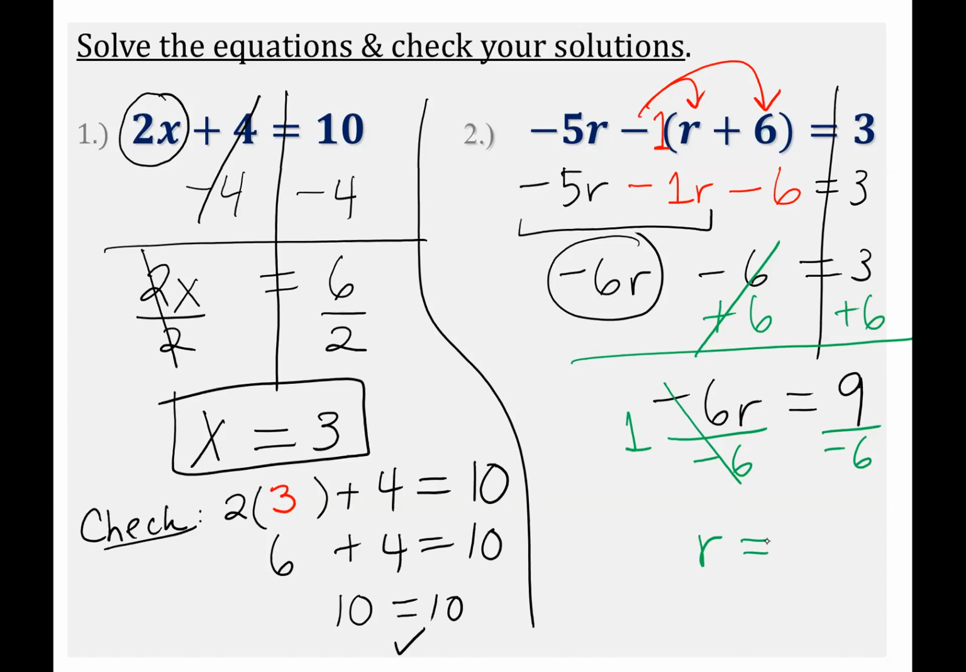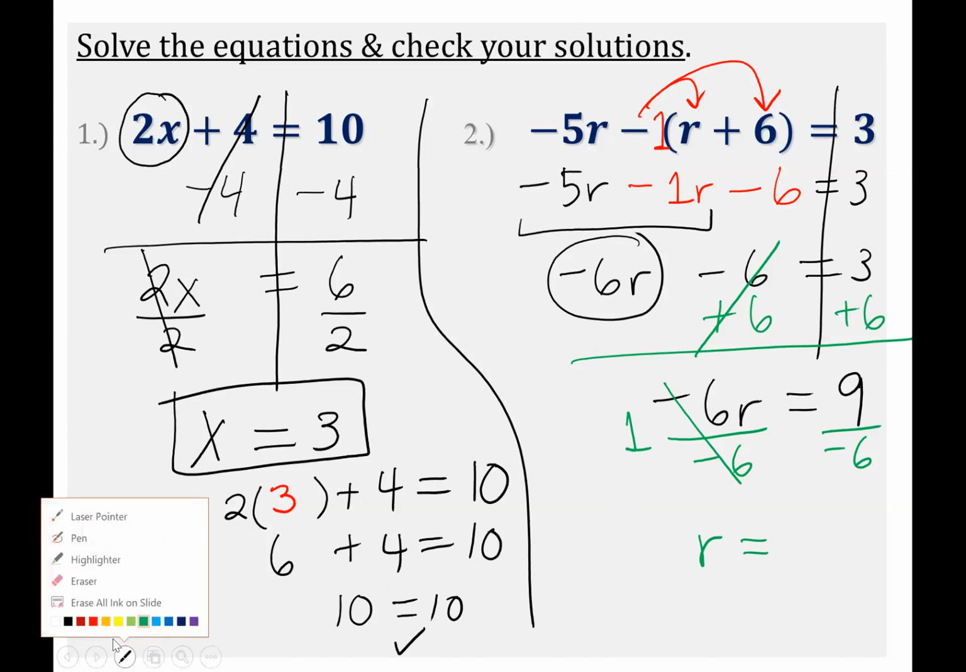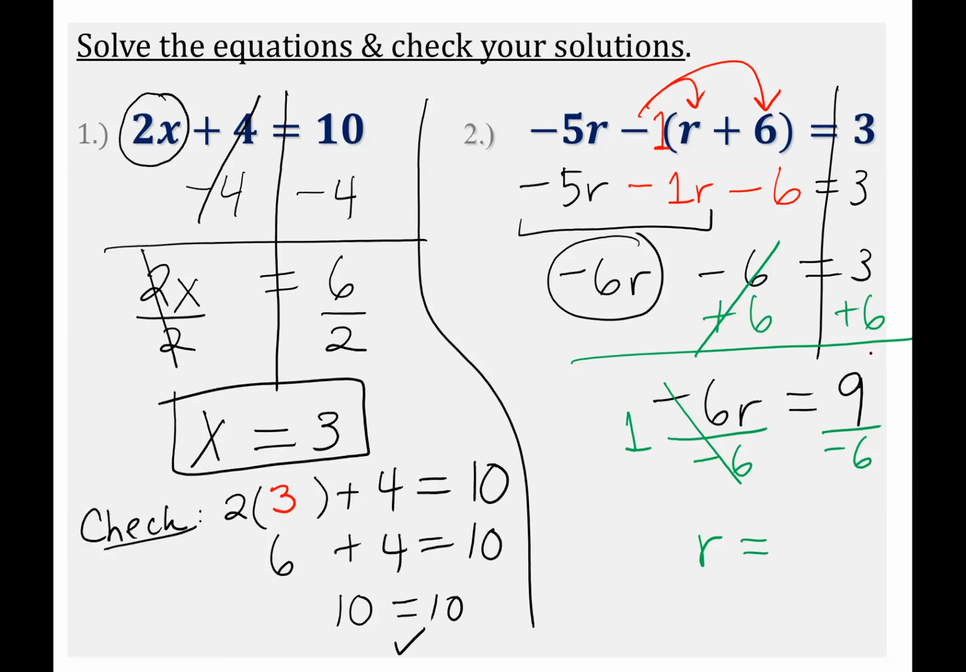So r equals. On the right side, we have 9 over negative 6. Okay, this is clearly a fraction. Let's reduce it. 9 and 6 have a common factor of 3, so let's divide them both by 3. So 9 divided by 3, that's 3. 6 divided by 3 is 2. So I have 3 over 2, and then see how the negative sign was in the denominator because it was with the 6? I'm just going to write it off to the side. So my answer is negative 3 over 2. So r equals negative 3 over 2.